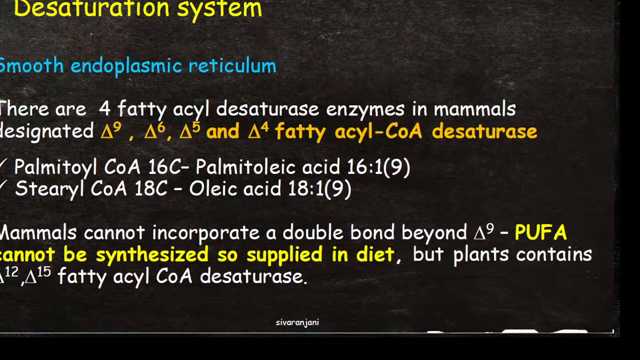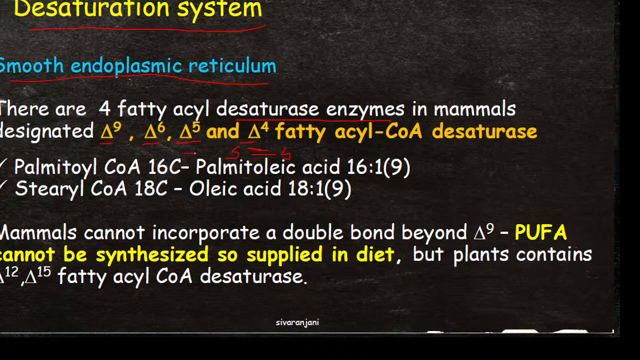The unsaturated fatty acids, that is the conversion of the saturated palmitic acid to unsaturated fatty acid, can be carried out by the desaturation system. This happens in smooth endoplasmic reticulum. There are 4 fatty acyl desaturase enzymes in mammals, designated as delta 9, delta 6, delta 5, and delta 4. What does this indicate? Delta 4 means the double bond begins at the 4th carbon atom, and the double bond is in between the 4th and 5th carbon atom.